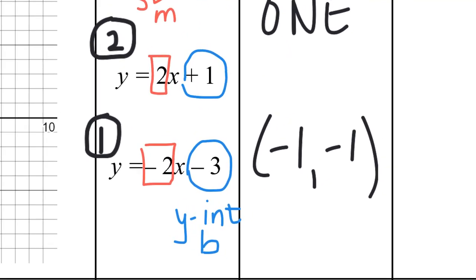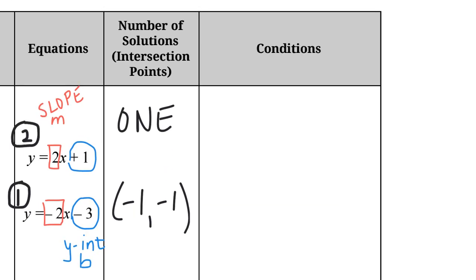And when I say compare the two equations, what we're really going to be focusing on is the slope. So the slope from the first equation and the slope from the second equation. What I notice is that the slope in one of the lines is a positive 2. The slope in the second line is a negative 2. Those are two completely different values. So I'm going to put that in my condition box.